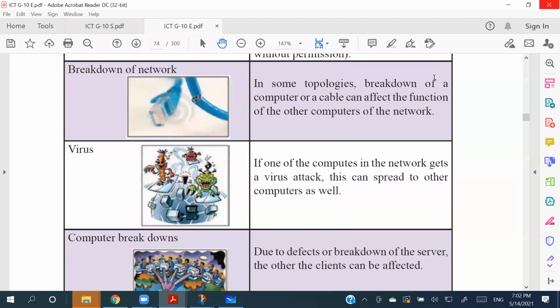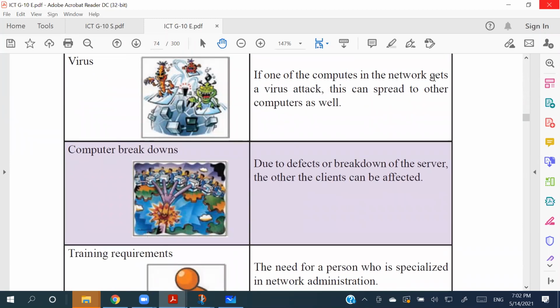Right? And viruses, as I told you, if one particular device is infected, all others are at a very high risk, right? And computer breakdowns. Now, when it comes to computer breakdowns, they are majorly talking about the server computer, right? If the server computer breaks down, the entire network is not going to function because all other computers are clients, right? So the software, when we are sharing software, like when we are storing things on the server, these things will not be able to perform if the server goes down, right? And it will be a huge loss if it cannot be recovered, right?